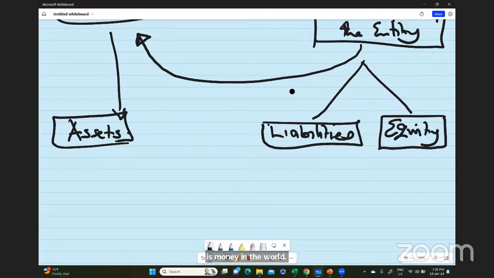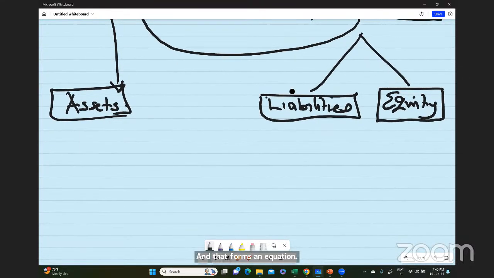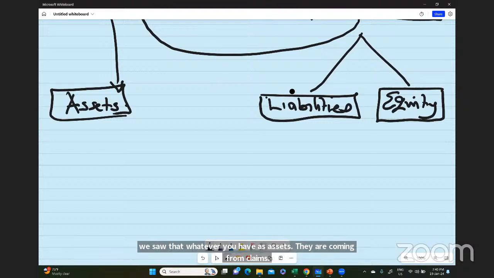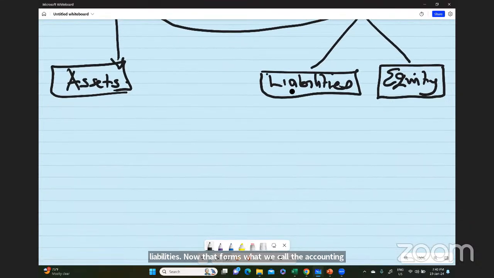At all times, those two are going to be moving in such a manner. And that forms an equation. And even in the first place, we saw that whatever you have as assets, they are coming from claims. These claims can be in twos, either equity or liabilities. Now, that forms what we call the accounting equation. The accounting equation.